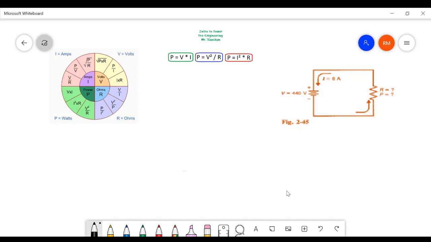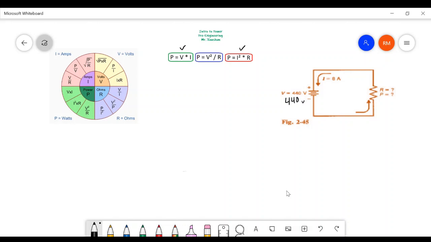Now we're going to focus on the other two formulas. This one, P is equal to V times I, and P is equal to I squared times R. And as you can see, I have a circuit here. It's a little blurry, so I'll just clarify the numbers here.